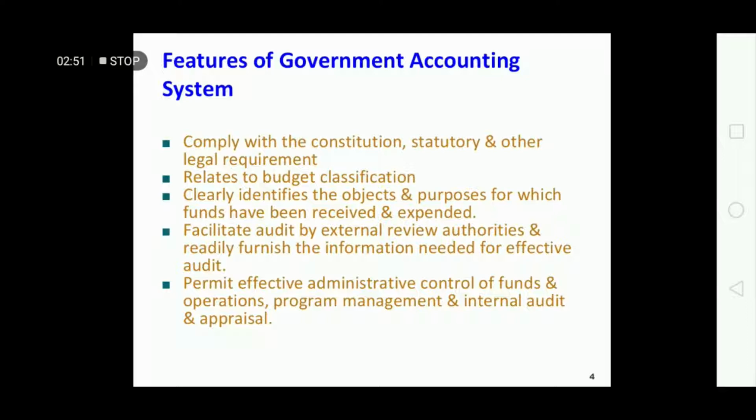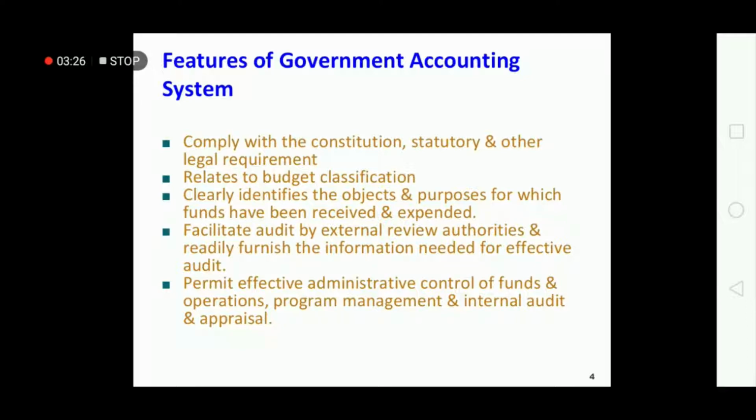Second characteristic is it relates to the budget classification. All expenses are classified into budget classification. Related to our previous chapter, the accounting system facilitates budgetary control, legal control. So, budgeting and accounting carry complementary function into the government's financial management, and they are closely integrated. For example, supply expenditure and emolument.